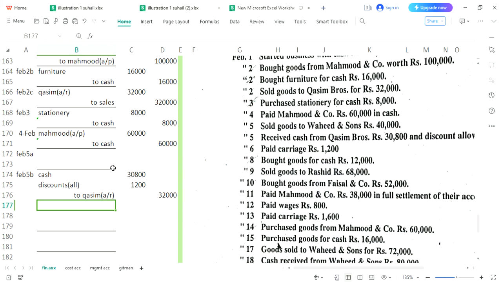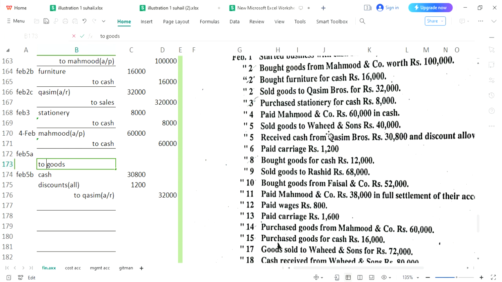We are selling goods. That means goods are going out. Goods are your asset. Asset is going out. Decrease in asset should be mentioned on the credit side. So you were supposed to write goods over here. But in accounting, as you know, we do not write goods. February 5A, sold goods to Wahid.